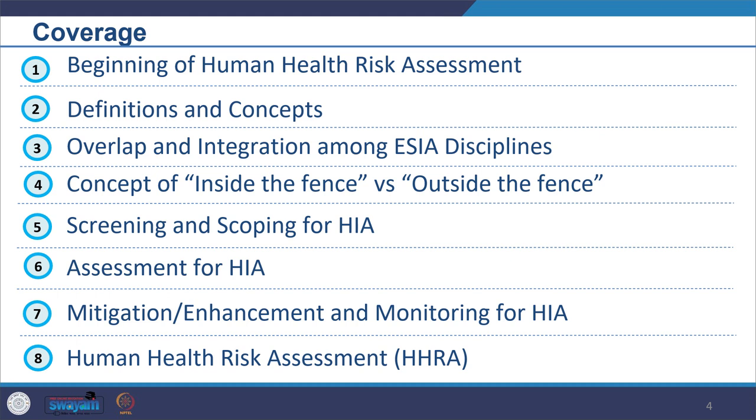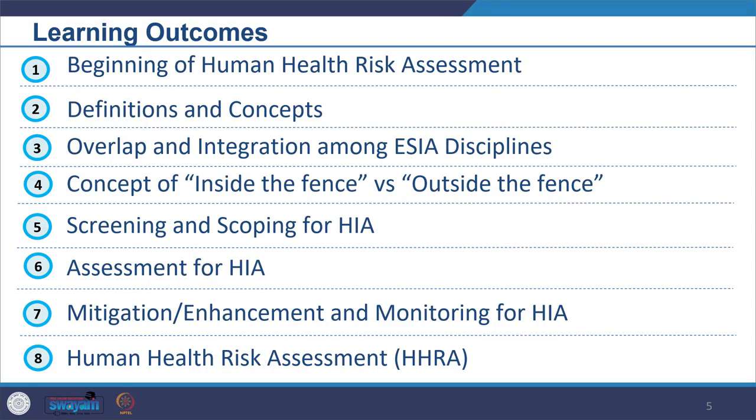Then we will look at various other concepts which are involved, like where do you really perform the study? So the concept of inside the fence and outside the fence. And then we'll look at different stages of EIA pertaining to health: the screening and scoping, and then how do we undertake assessment for health, and then what are the mitigation measures, and then the human health risk assessments, how do we undertake that.